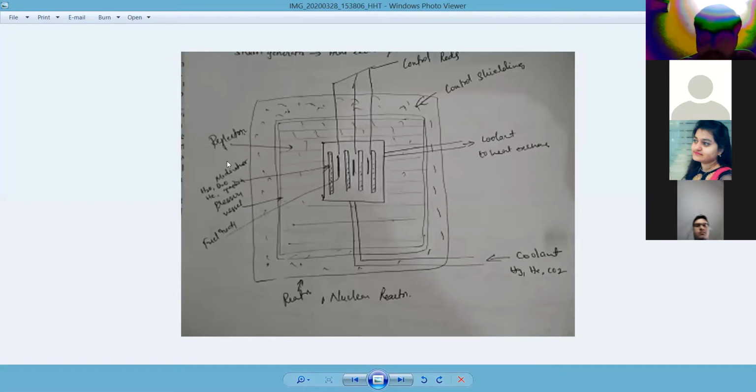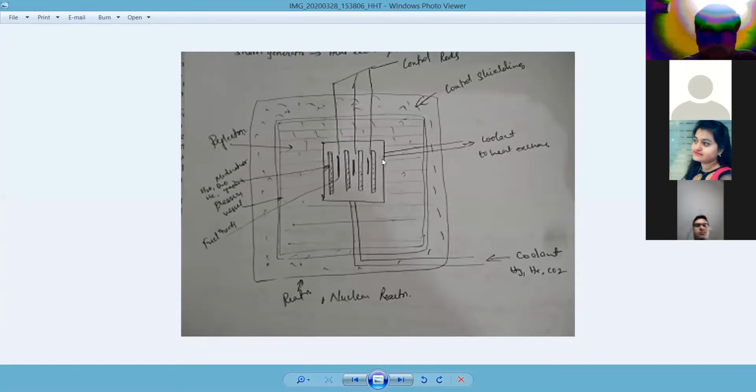Why do you use a reflector? Why do you use a moderator? Why do you use control rods? Why do you use shielding? So why do you use coolant? If you understand this, then only you can understand the next topics. Because based on the type of moderator used, control rods used, and coolant used, the reactors are classified. There are 8 different types of reactors.